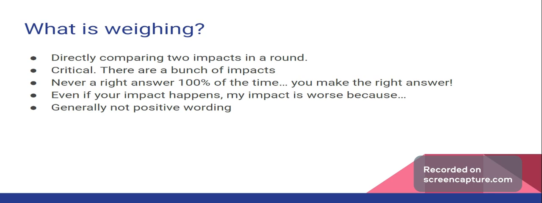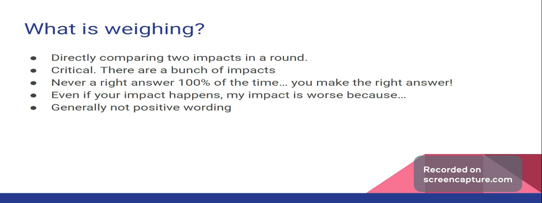Another quick note to make before we actually get into how to weigh is that it isn't generally going to have positive wording. This is to say that you aren't going to say that your impact is better for the most part. You're going to be talking about how not getting your impact is bad. That's a bit of a hard thing to explain without a specific example, so let's look at one. Let's say that I am arguing that I'm going to reduce poverty. I'm not going to talk about how reducing poverty is good. I'm just going to talk about how poverty itself is bad. That's pretty much how all weighing is going to go.